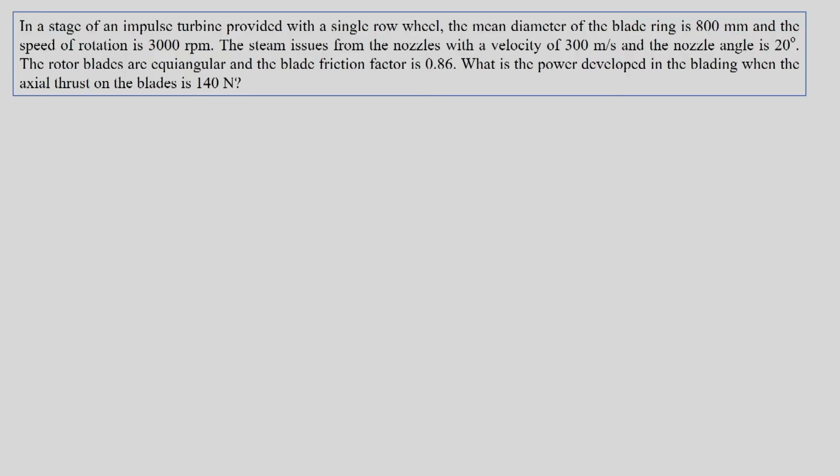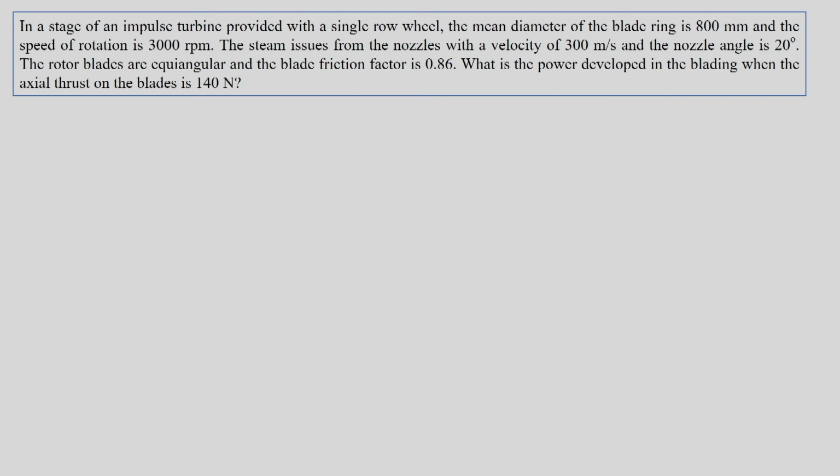We will see the next example. It reads that a single stage of an impulse turbine is provided with a single row wheel. The mean diameter of the blade is 800 mm and the speed of rotation is 3000 rpm. The steam issues from the nozzle with a velocity of 300 meter per second and the nozzle angle is 20 degree. The rotor blades are equiangular and the blade friction factor is 0.86. What is the power developed in the blading when the axial thrust on the blade is 140 Newton?